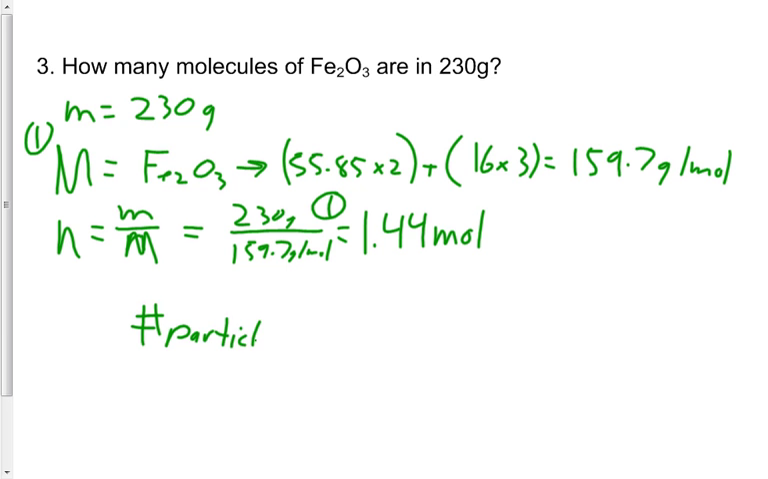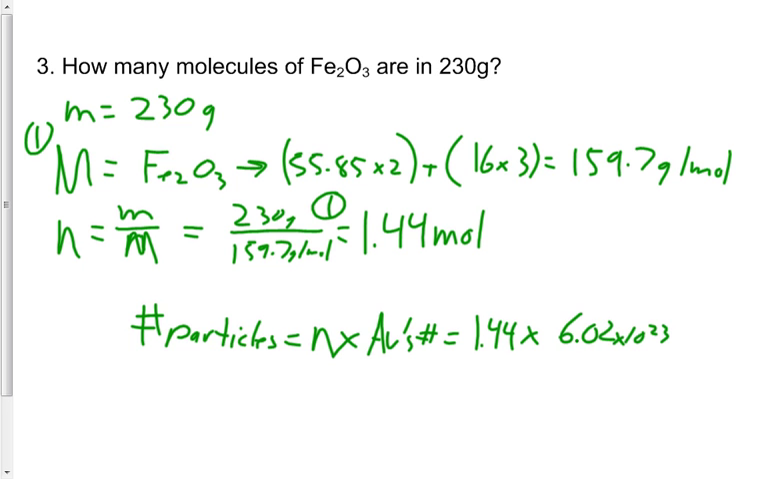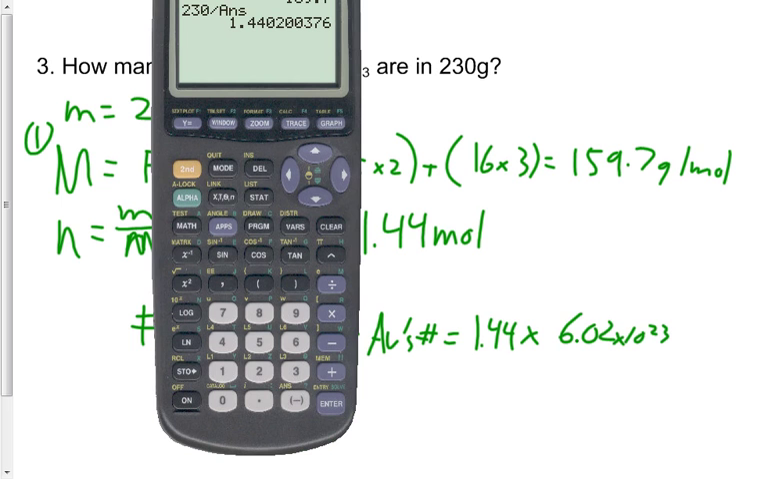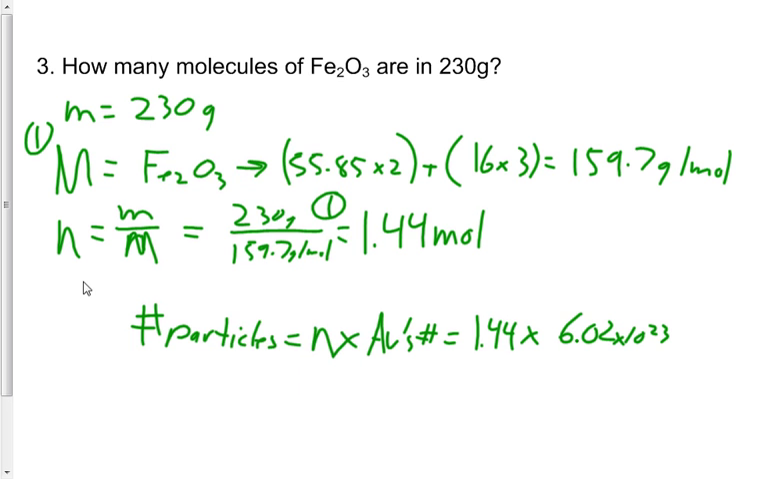All right, so to get the number of particles, I take n and I multiply by Avogadro's number. So that's going to be 1.44 times 6.02 times 10 to the 23. All right, so we'll take that number and multiply it by, in brackets, 6.02, second function, hit the comma button, and 23. And we get 8.67 times 10 to the 23 molecules.